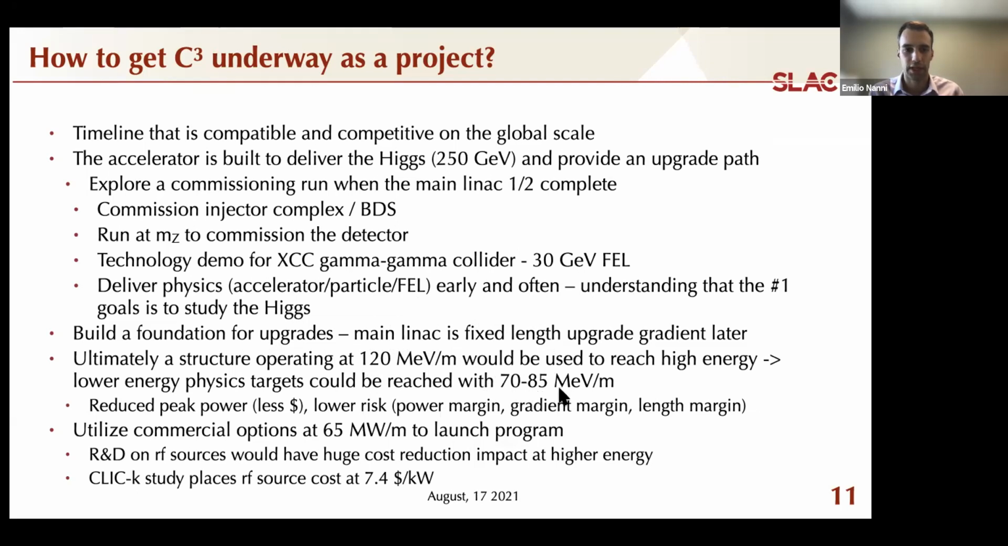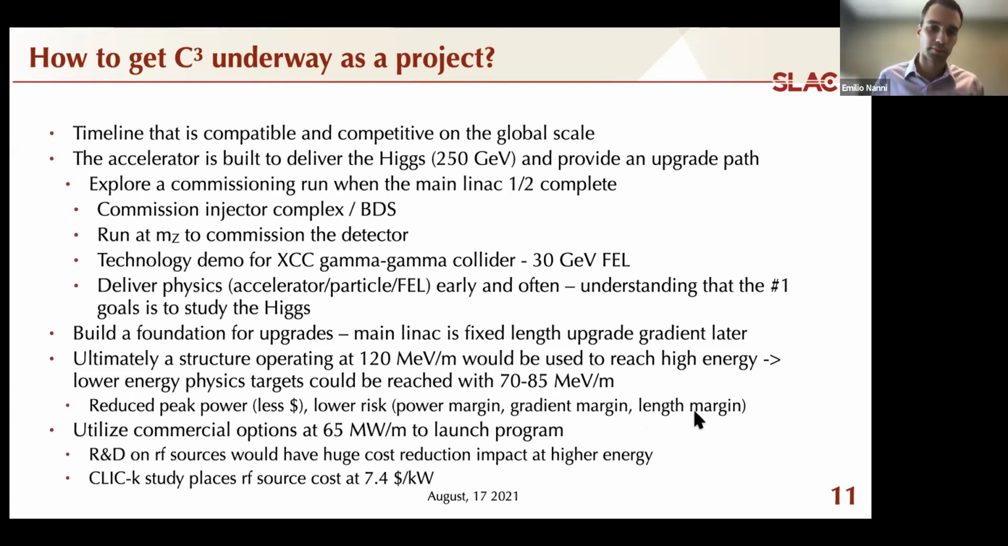So why is this a benefit for getting started? Well, the biggest benefit is it ends up making the machine cheaper for the first stage. So there's reduced peak power, which means less money. It's also lower risk in terms of many of the technical aspects. So you get a lot of power margin for the structure. You get a lot of gradient margin in terms of the breakdown rate. And then finally, I think this one's also very important. You get margin in terms of the length.